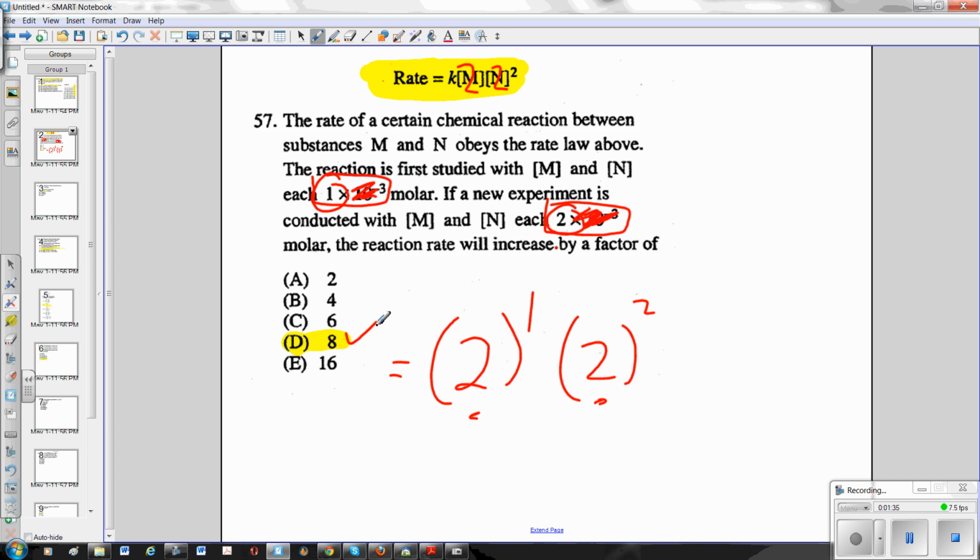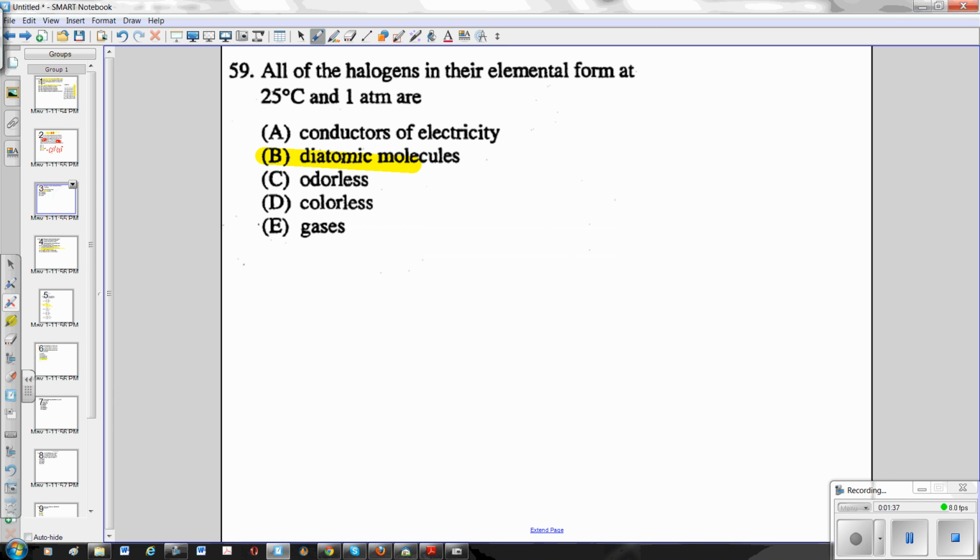So you definitely need to know rate laws. Next one, halogens. Halogens in the periodic table are diatomic molecules. They don't conduct electricity. They're not all gases. Iodine's a solid, and they're not all odorless or colorless. Those might be harder, but you should know that they're diatomic.